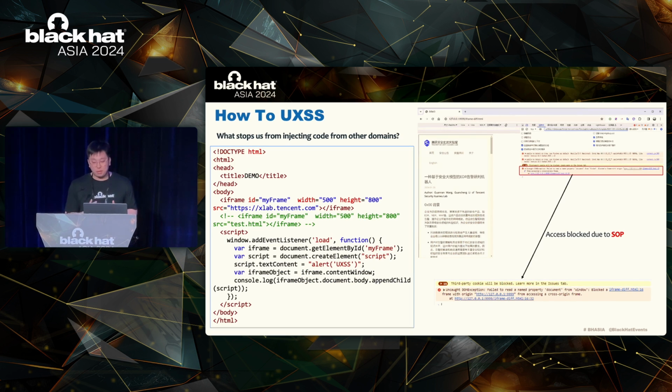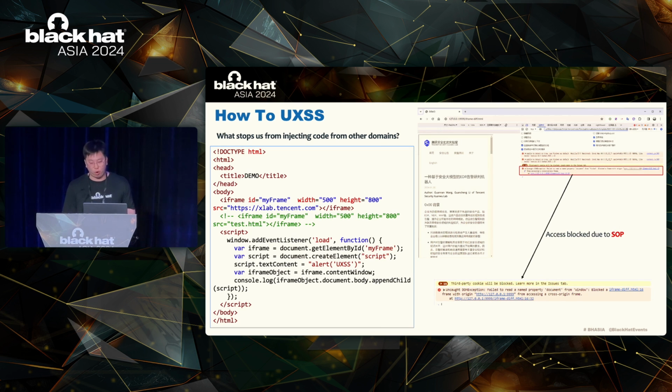So what stopped us from injecting code into other domains? We can do a small experiment. We know that the DOM tree contains all the code of a page. We can access it by the object document. First, we create a new iframe and set it to a different domain from the parent page, such as xlab.tunson.com. When trying to read and write its DOM tree from the parent page, we found it was blocked by the SOP of the browser.